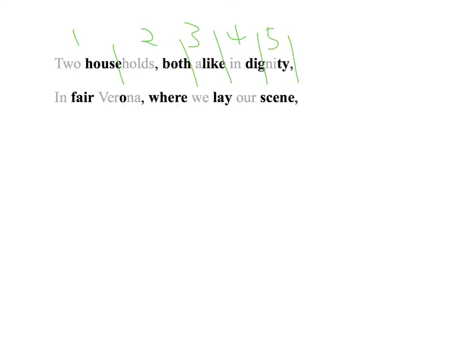Let's look at the second line. In fair Verona where we lay our scene. 1, 2, 3, 4, 5. Five iambs. And this pattern of five iambs in a line is called iambic pentameter. So this pattern of five unstressed and stressed syllables is known as iambic pentameter.